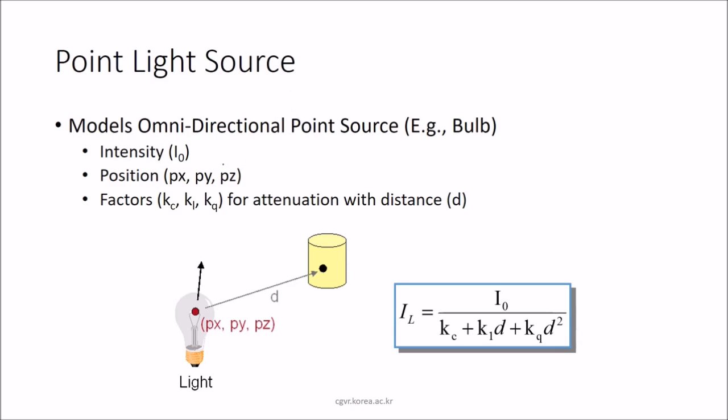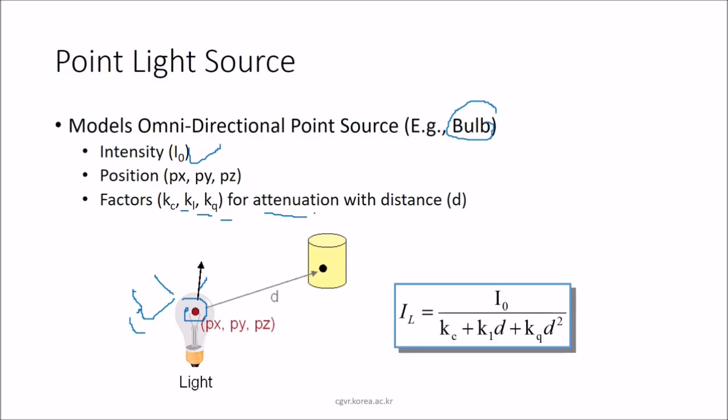A point light source models an omnidirectional point source, for example a bulb. This bulb is considered omnidirectional. Omnidirectional means this bulb is giving light in every direction. Omni means all directions. The intensity is given by, say, I0. The position is Px, Py, and Pz. And the factors Kc, Kl, and Kq are factors for attenuation with distance d.